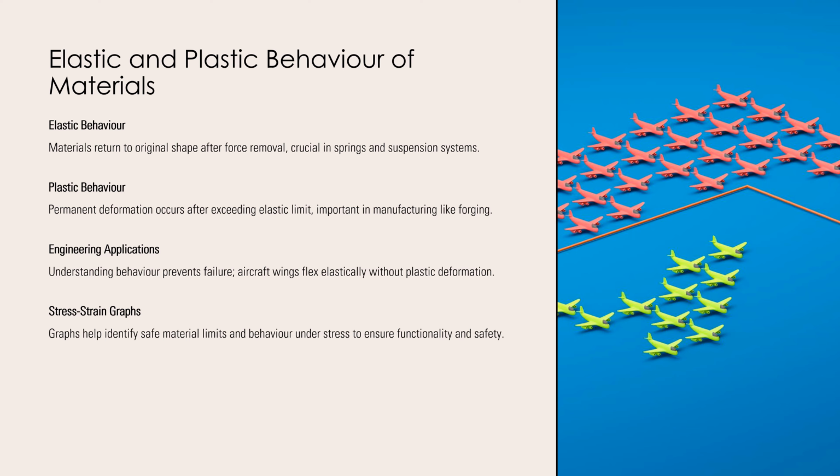Plastic behavior, in contrast, involves permanent deformation once the elastic limit is exceeded. Engineers must understand the transition between these behaviors to avoid structural failure. For example, aircraft wings are designed to flex elastically under load but must never enter the plastic region during normal operation. Plastic deformation can be useful in manufacturing processes such as forging, where materials are intentionally reshaped. Stress-strain graphs allow engineers to identify safe working regions and understand how materials respond under extreme conditions.